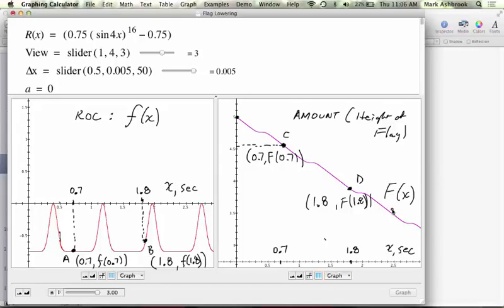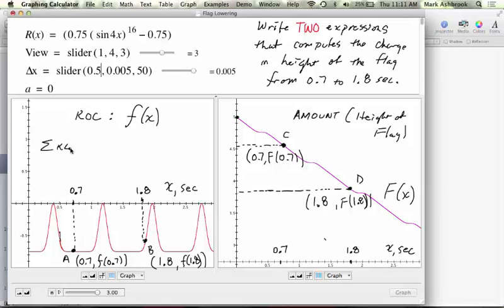So I want to write, there was a certain change of height of the flag between 0.7 and 1.8 seconds. I want to write that change of height of the flag in two different ways, using the left side graph and using the right side graph. So I want you to write an expression that computes the change in height of the flag from 0.7 to 1.8 seconds. And you want to do that for every single point.